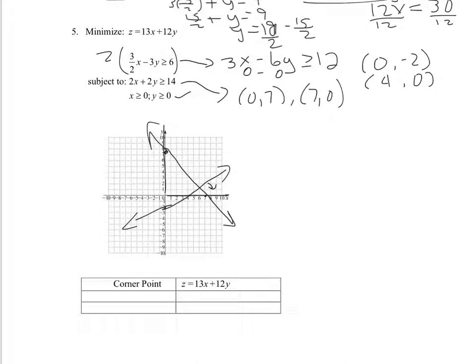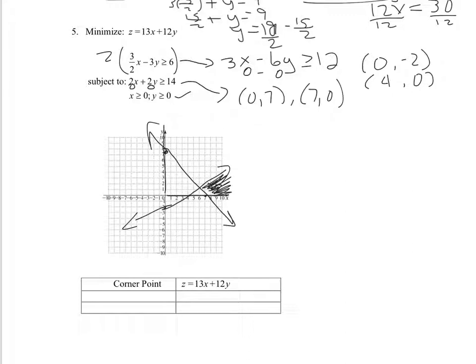And since I'm testing again using 0 for x, 0 for y, 0 plus 0 is 0. 0 is not greater than or equal to 14, so I do not want to shade below this line. I'm going to want to shade above this line, the side that doesn't contain 0, 0, and that means this is my feasible region right here.